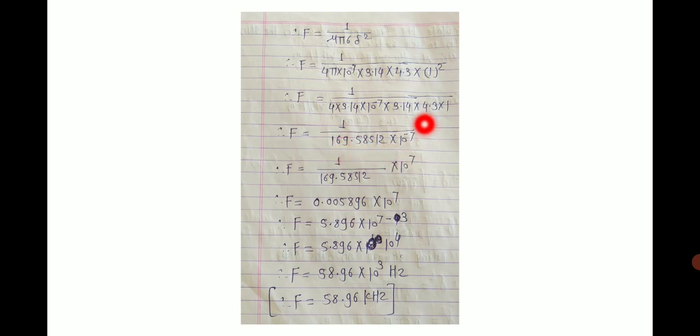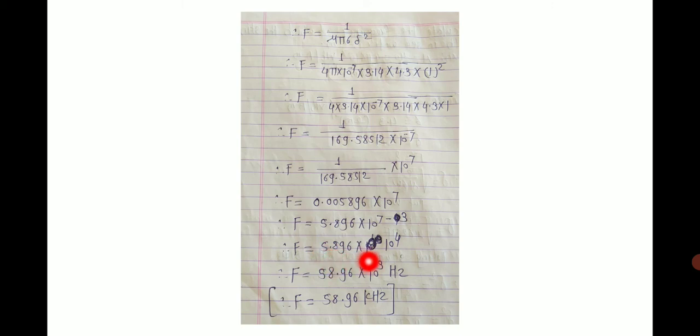The answer of the multiplication will be 169.58514. This 10 to the power minus 7 is transferred to the numerator. This minus sign will be changed, that will be plus, and we divide 1 by 169.58512. This division will be 5.005896 into 10 to the power 7. Then 0.00, that means 10 to the power minus 3, 10 raised to minus 7 minus 3, and this point will be 5.896. The remaining term is 10 to the power 7 minus 3, 10 to the power plus 4.